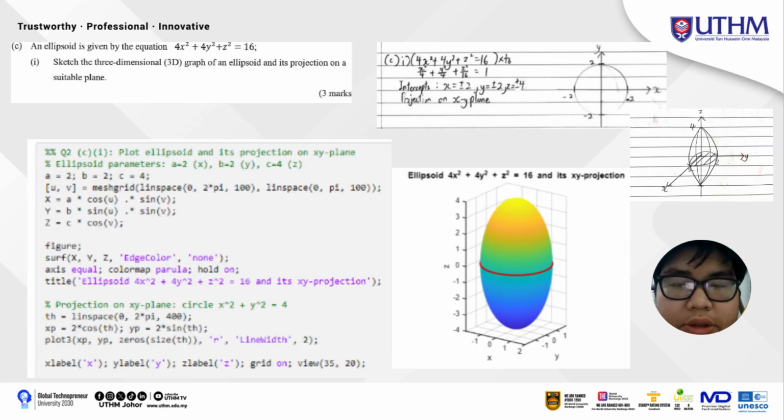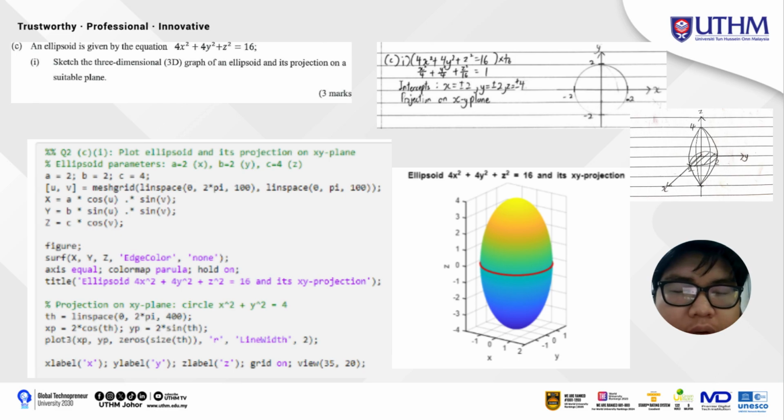Okay, so the next question will be 2C1. For this question, it says that an ellipsoid is given by the equation 4x squared plus 4y squared plus z squared equals 16. It wants us to sketch the 3D graph and also its projection on a suitable plane.